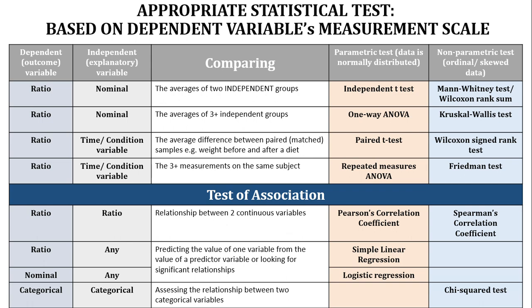And finally, if your dependent variable is a categorical variable and your independent is also a categorical variable, then you should use a non-parametric test, which is the chi-square test. So this is a test of association. So you now know what the tests are for comparing two groups or more than two groups, and what the tests are for testing association or finding a relationship.